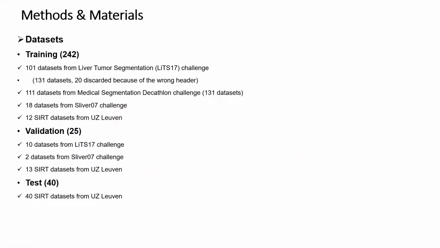And here our model is trained on 242 training datasets, with 101 datasets from the LEADS challenge, 111 datasets from the medical segmentation decathlon challenge, 18 from the liver challenge, and 12 from a hospital. And then we validate on 25 datasets, 10 from the LEADS challenge, 2 from the liver challenge, and 13 from our hospital. After that, we test the model on 40 third datasets from our hospital.